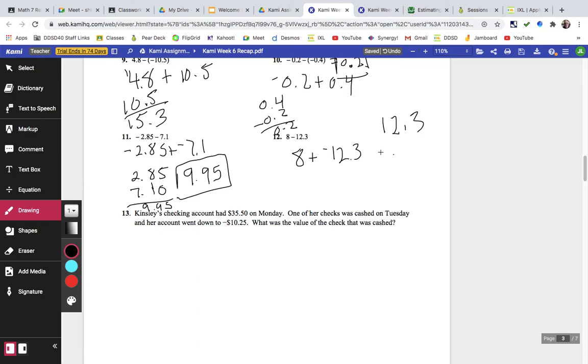We're going to find the difference between 8 and 12.3 by subtracting 8 from 12.3. And again, I don't need that 0 there. I don't know why I keep doing that. 3 minus 0 is 3. 12 minus 8 is 4. So it is negative 4.3.